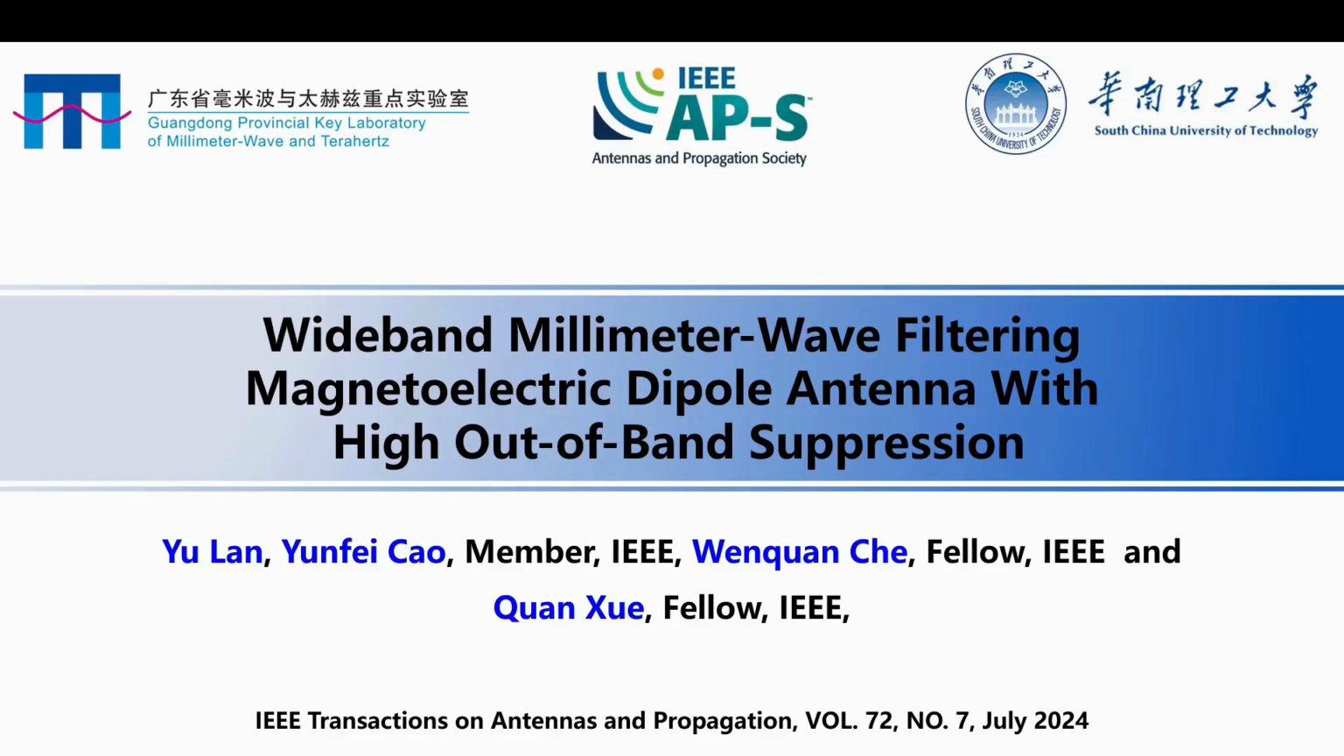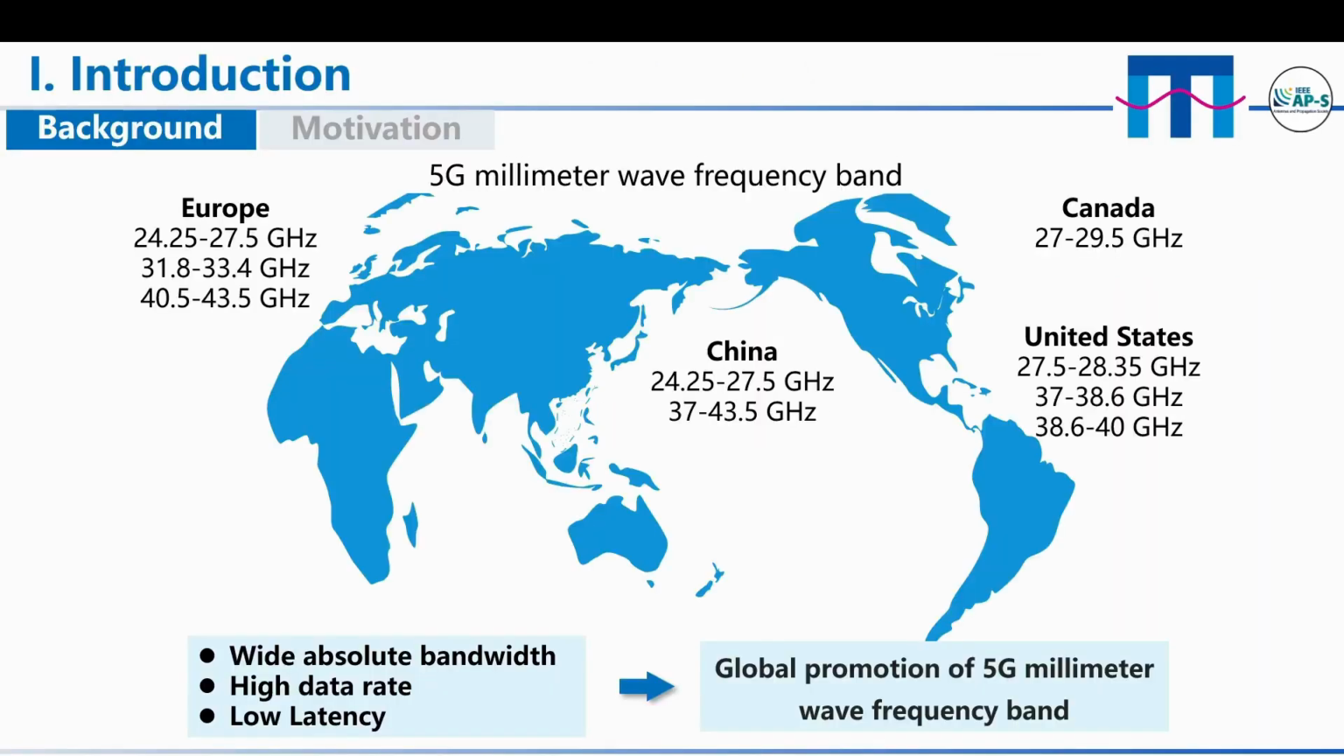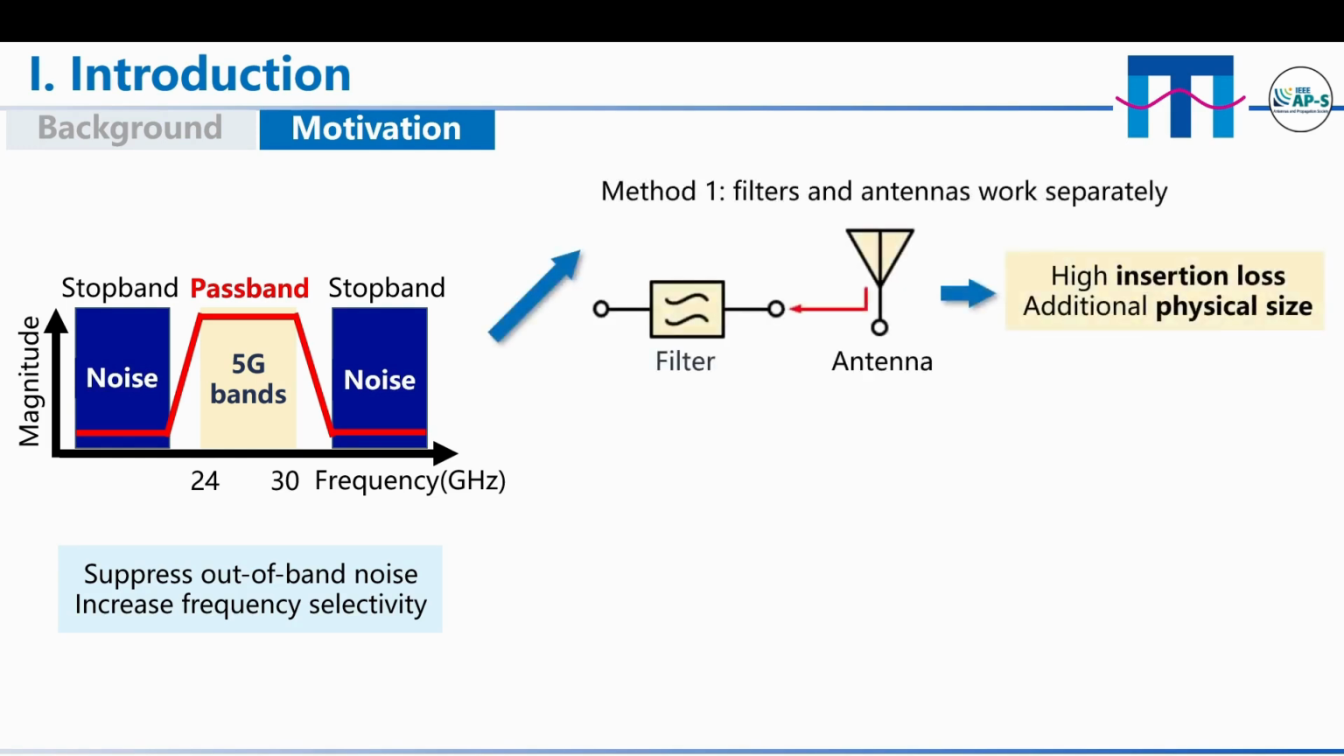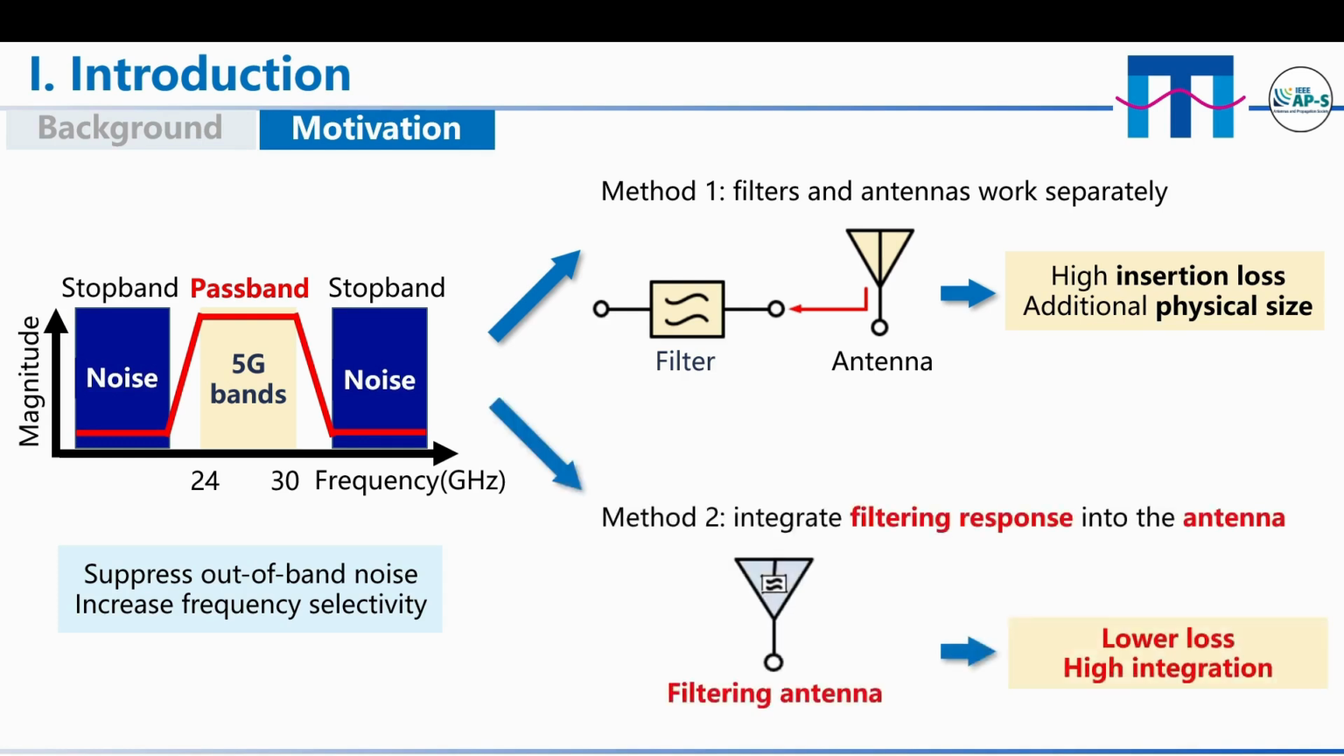It's an honor to present our research on wideband millimeter wave filtering magnetoelectric dipole antenna with high out-of-band suppression. Millimeter wave has received attention due to its advantages. In millimeter wave RF systems, filters are usually needed to suppress the noise. Traditionally, antennas and filters work separately, resulting in high insertion loss. Filtering antennas, which combine filtering and radiating functions into a single structure, become important.